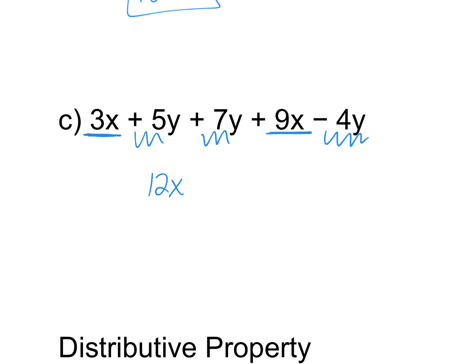Positive 5y plus 7y minus 4y. You can do that all at once if you would like. You could type in your calculator 5 plus 7 minus 4, and you would get 8. And don't forget that we're talking about y's, so there needs to be a y on it.